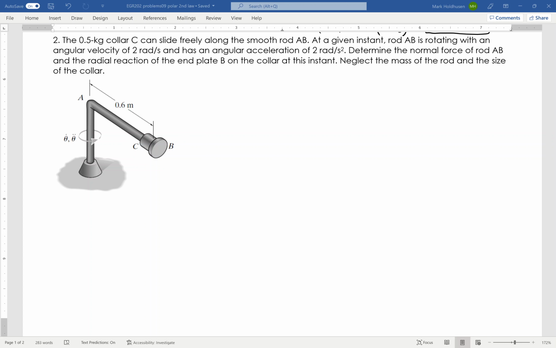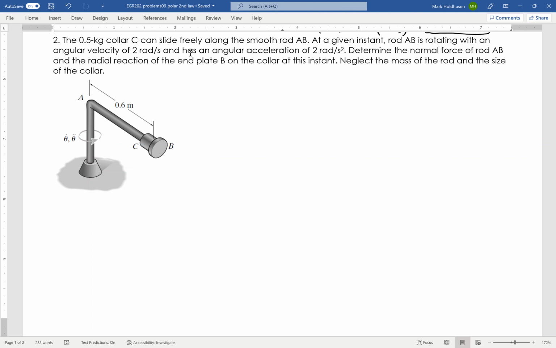Okay, so I've got a half a kilogram collar sliding freely on a smooth rod, so there's no friction on AB. At a given instant, A is rotating, angular velocity given, angular acceleration given. It wants me to find the normal force of the rod and the radial reaction at the end plate. Neglect the mass. Okay, so let's just draw a free body diagram.